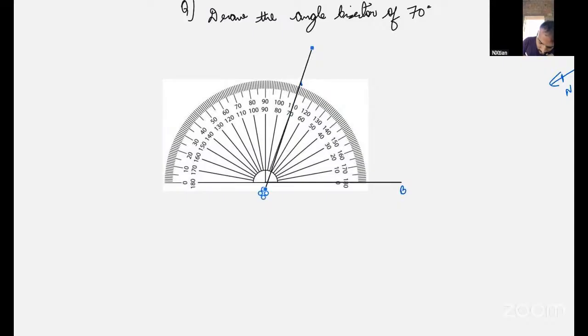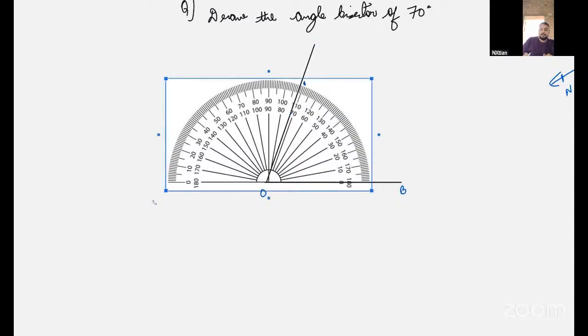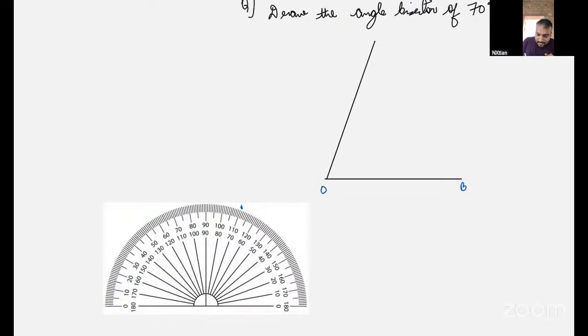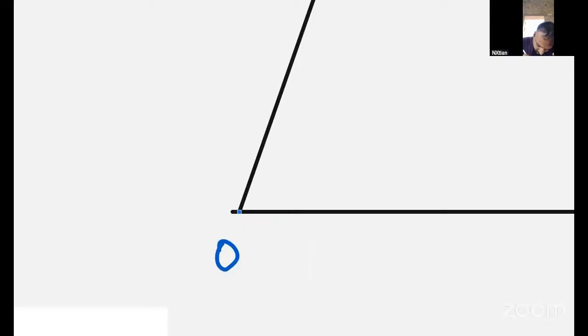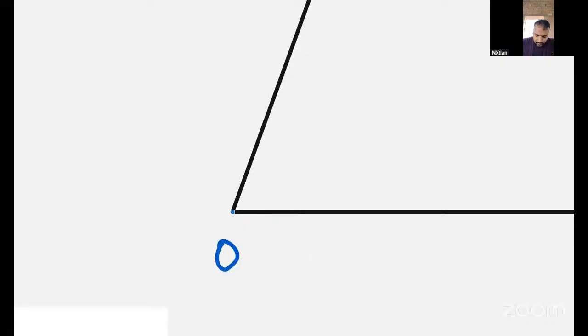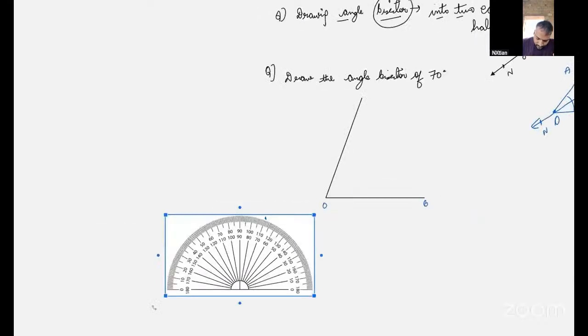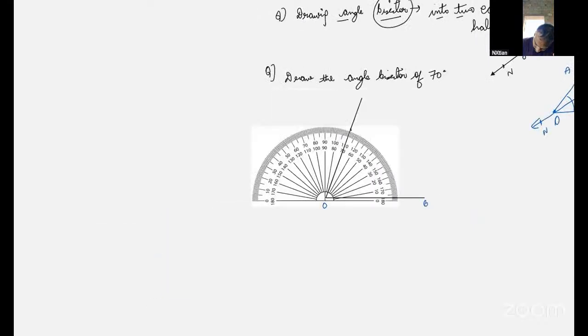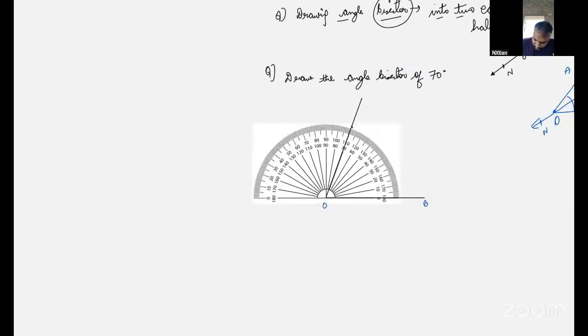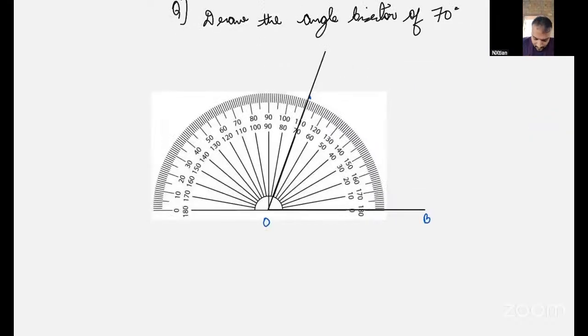Can you see this technology? David, is this zoom nice or not? Yes, sir. Okay. Is this 70 degree? Let me check on my time. Perfect, 70.